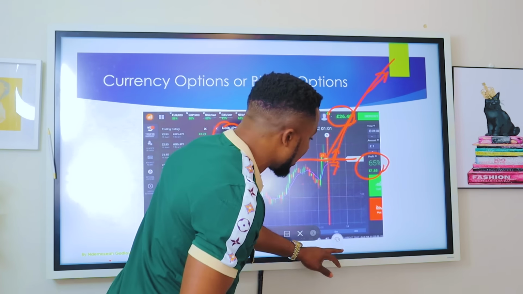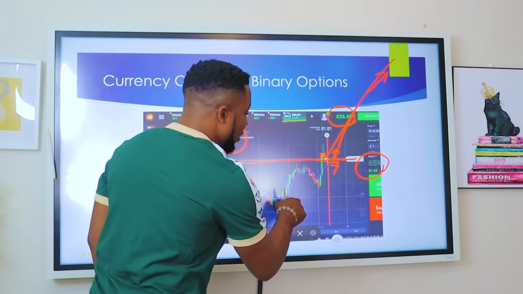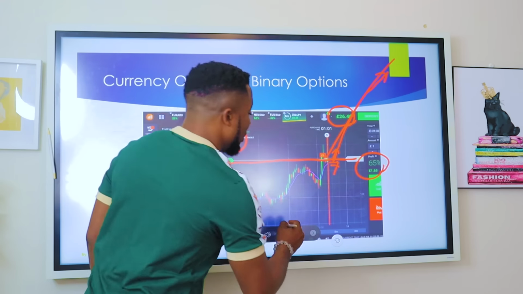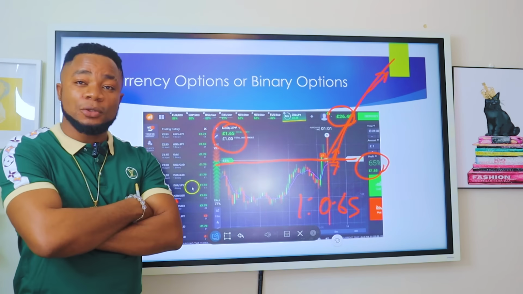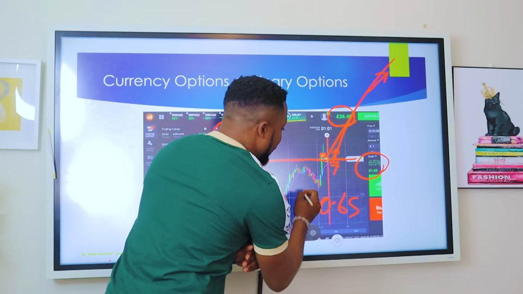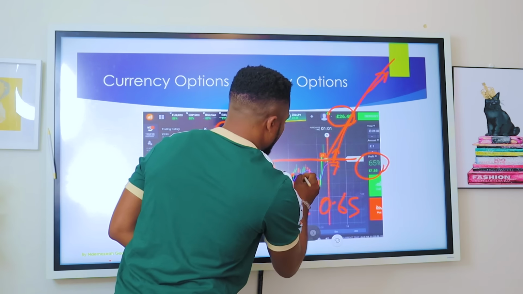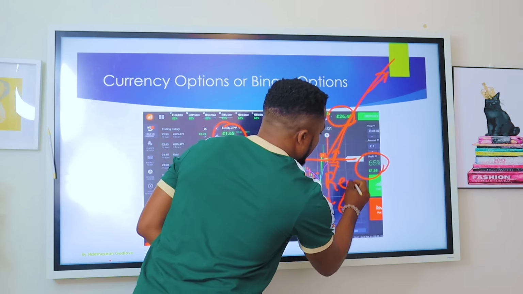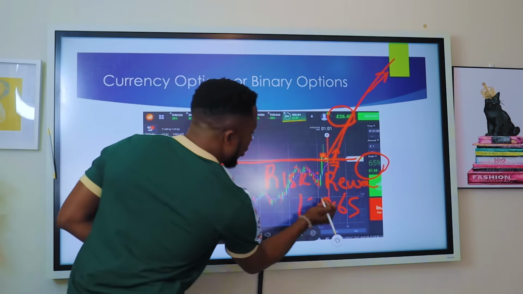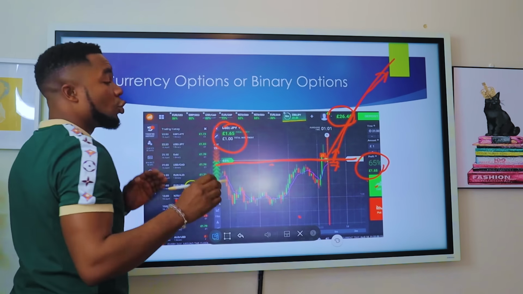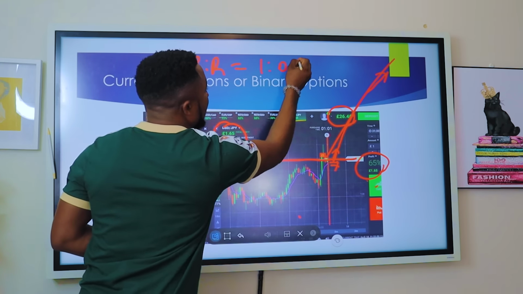So binary option, literally, when you are trading binary option, you are trading with automatically a risk to reward. You are trading with a risk to reward of 1:0.65. Do you see this? So automatically, when you are trading forex, you know what they call risk to reward, right? Okay, so once you are trading binary options, automatically you are trading with a risk to reward of 1:0.65.